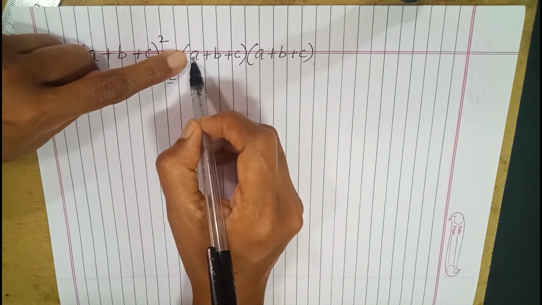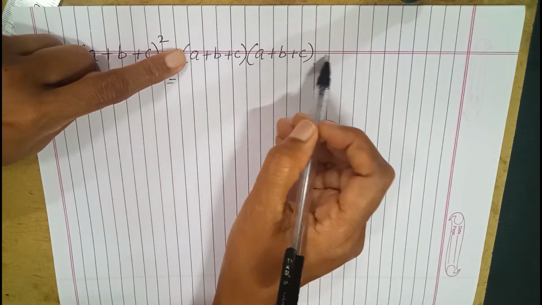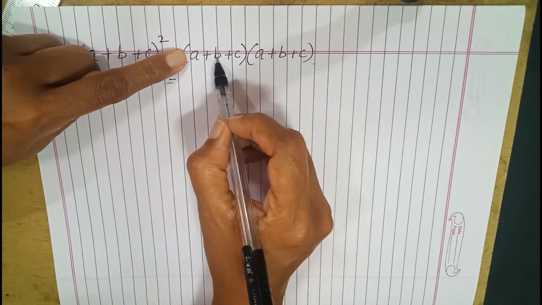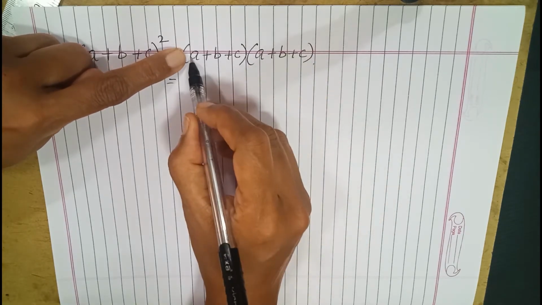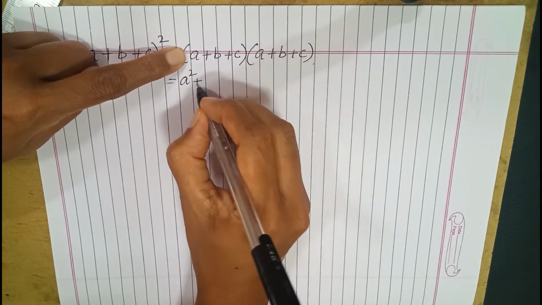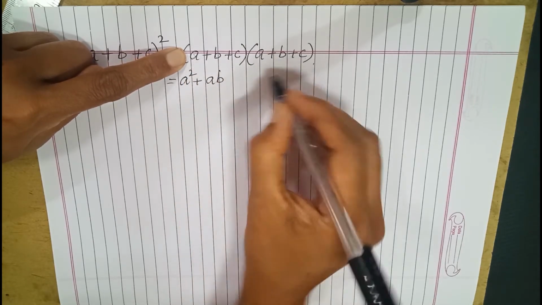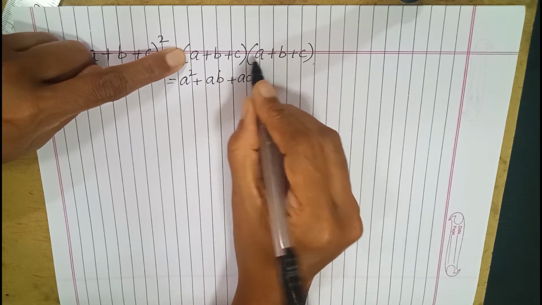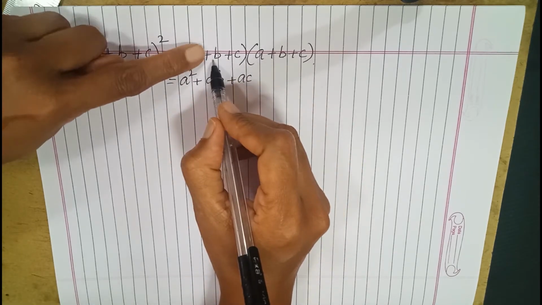That is, the first number from the first bracket is multiplied to each and every term from the second, then the second, and then the third. So let's begin. A into a is a square. A into b is ab. A into c is ac. So we have completed multiplying with a. Now let's go with b.